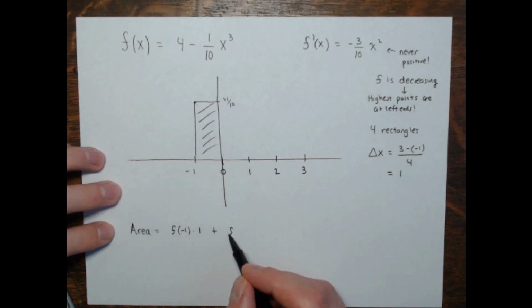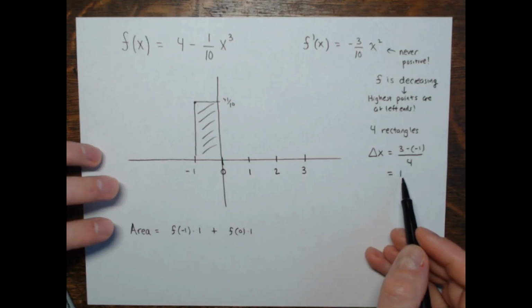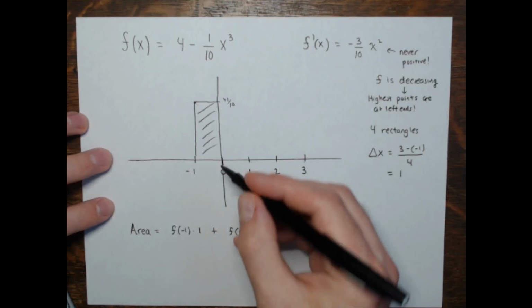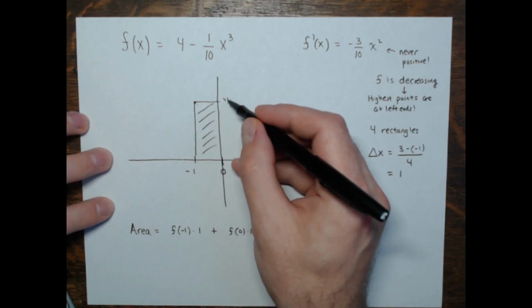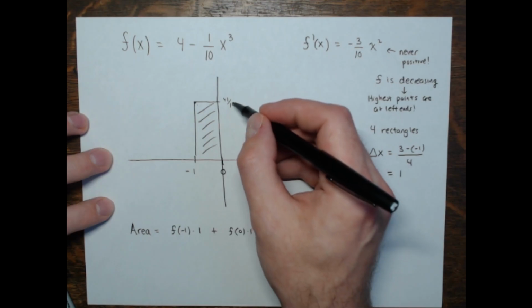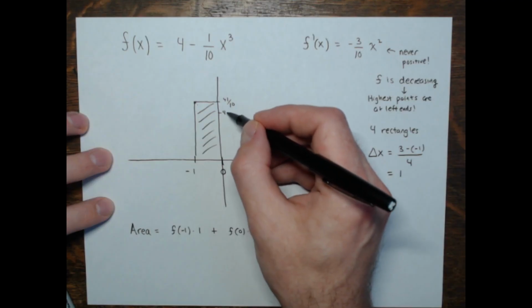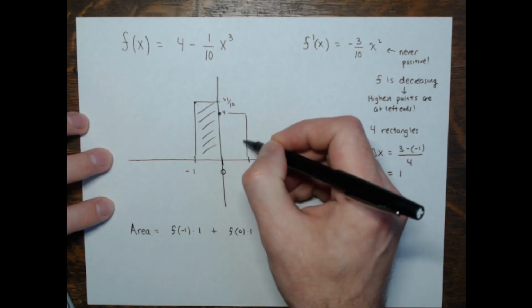Plus, and then, next rectangle, f at 0 times 1. And again, the width is always 1, and the height will be f at 0. And the value of f at 0 is just 4. So I plug in 0, get 4, and then we make another rectangle with a width of 1.